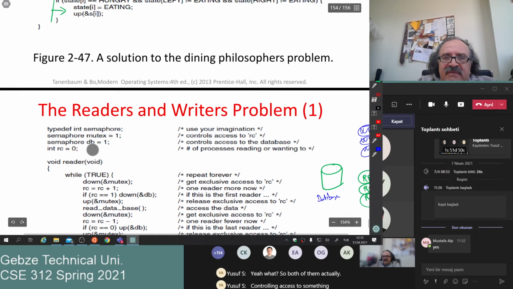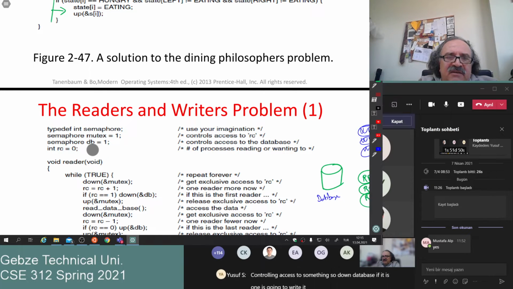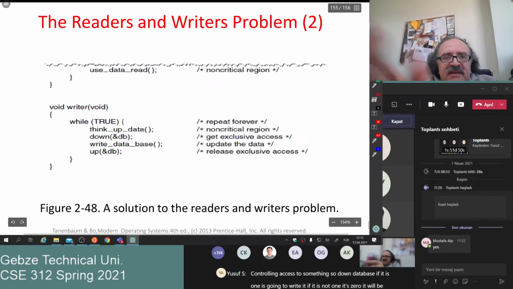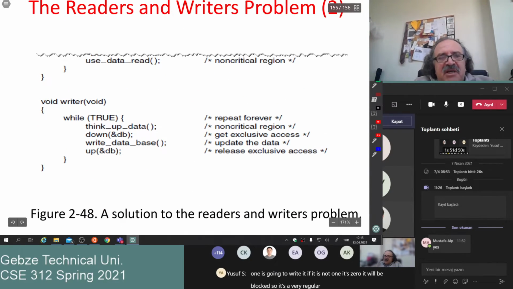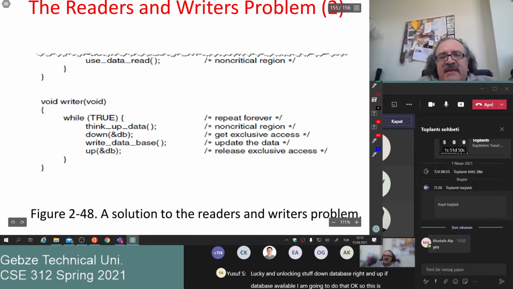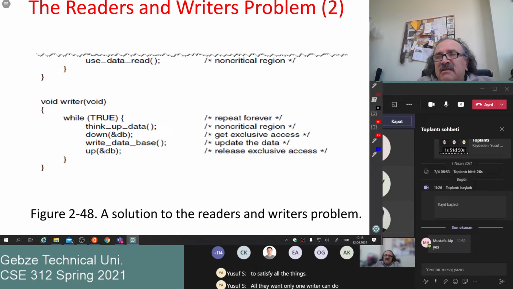So down database, if it is 1, it's going to write it. If it is not 1, if it is 0, it will be blocked. So it's a very regular blocking and unlocking stuff: down database, write, and up. If database is available, I am going to do that. Okay, so this is going to satisfy all the things. Only one writer can do it, right? Only one writer can write to it.